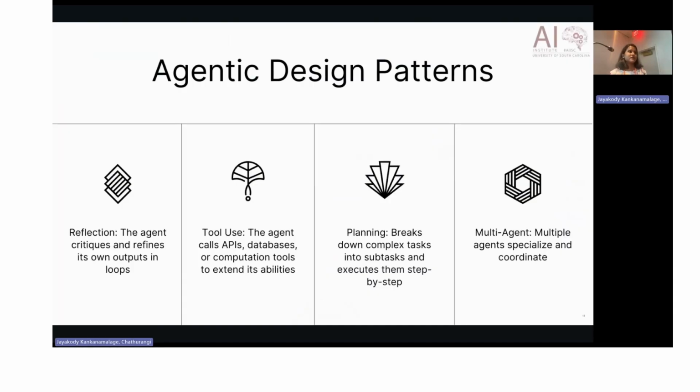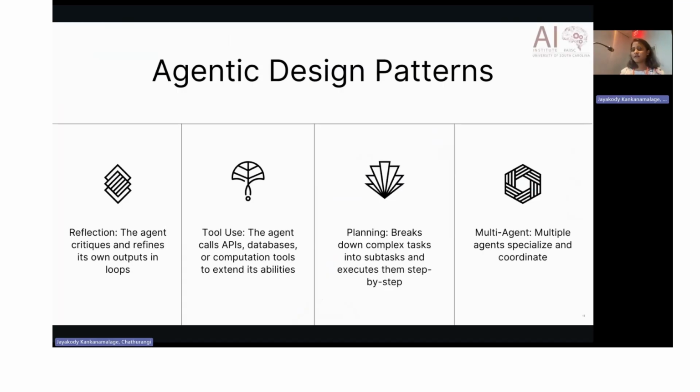To build truly agentic systems, we should rely on core design patterns that guide agentic behavior. So what are these agentic design patterns? The first one is reflection, where the agent evaluates and improves its own outputs through iterative feedback loops that it gets from the environment. The next is tool use. The agent enhances its capabilities by invoking external tools, APIs, or databases whenever they are needed.